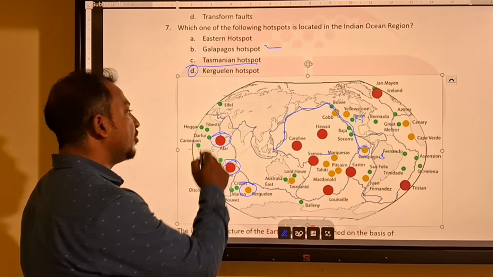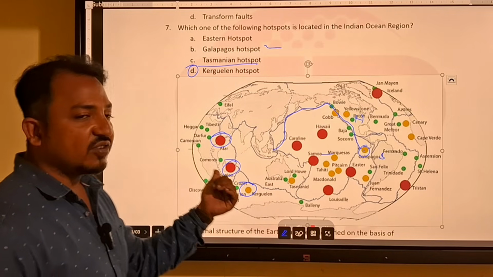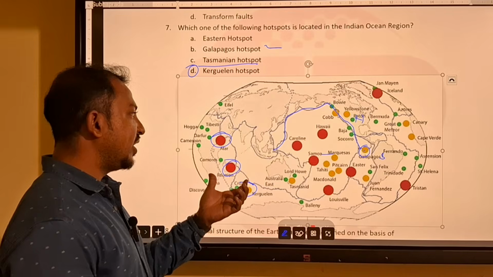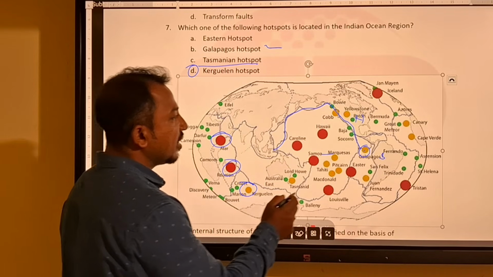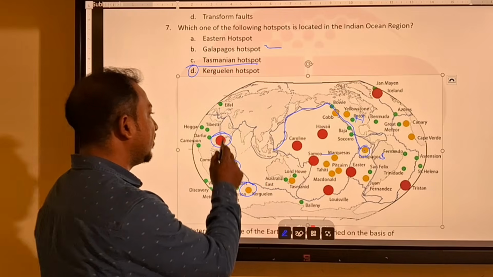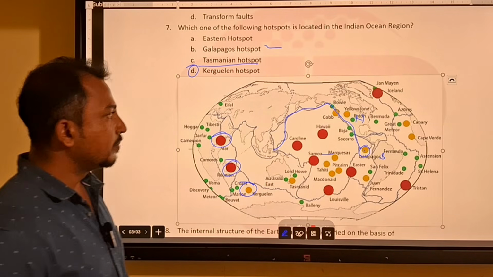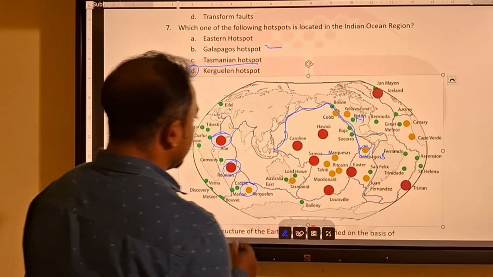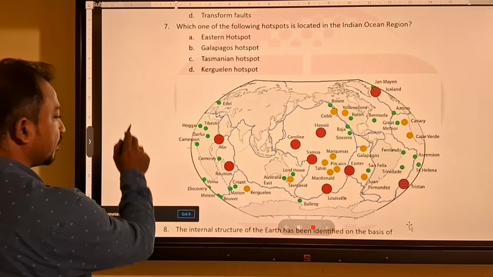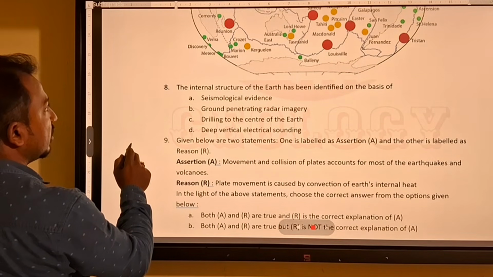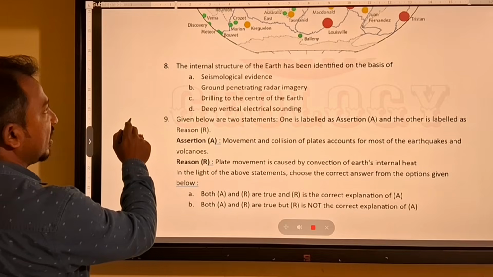Then the Afar junction, it is important. It is present in the continental plate, the African plate. So these Kerguelen, Reunion, Hawaii are present in the oceanic plate. Afar is a continental hotspot. So just remember these hotspots and their regions. So the answer will be Kerguelen.